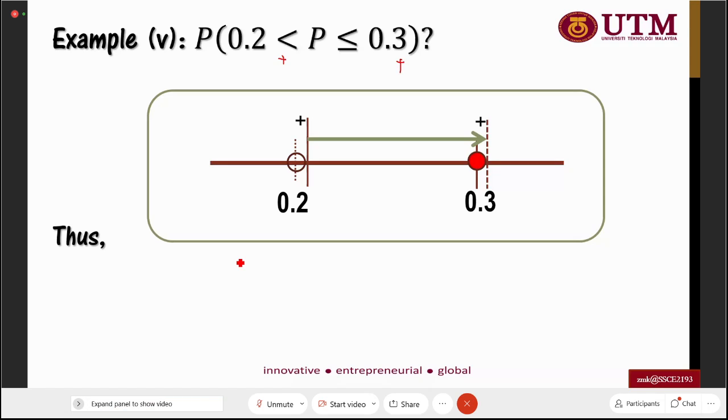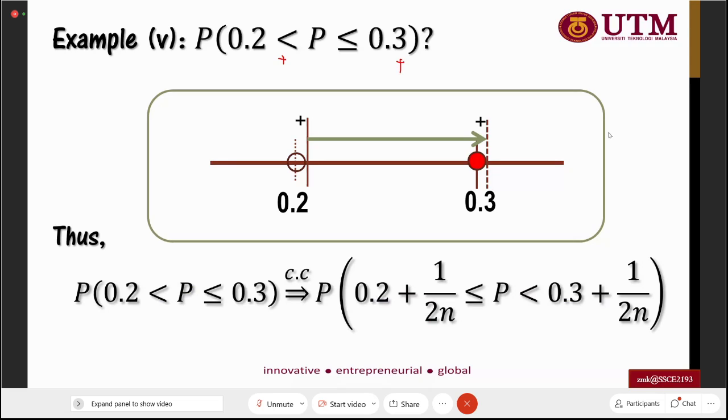Okay, so let's look at another one. Other examples, again, you can try this out. If you have from 2, yeah? So here, you want to include 0.2, so you have to minus the first one.